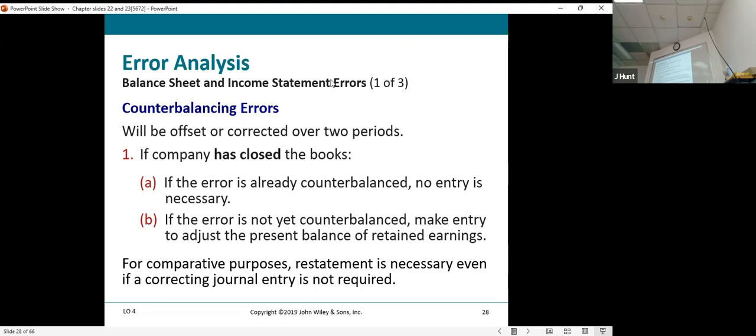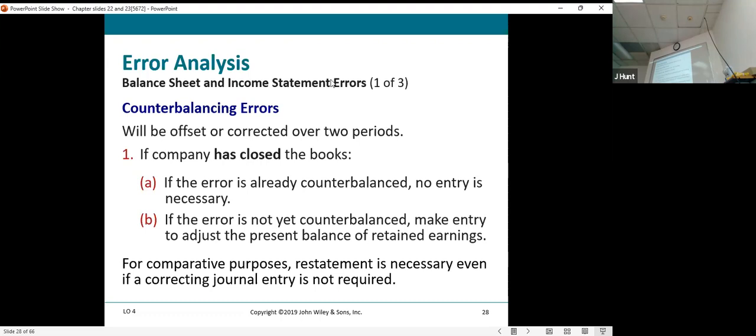Where you have a counterbalancing error, you don't necessarily adjust the statements because the next period is going to reverse naturally. Right? There are some types of transactions that are going to reverse naturally, like say inventory and cost of goods sold. If you turn over inventory enough and you made a mistake, it's going to wash out, right? Because that ending inventory is going to be cost of sales, and it's going to come out and net out, right? But some don't.